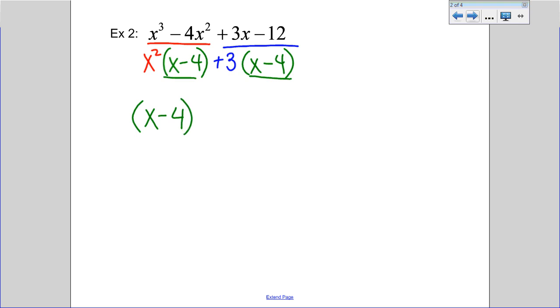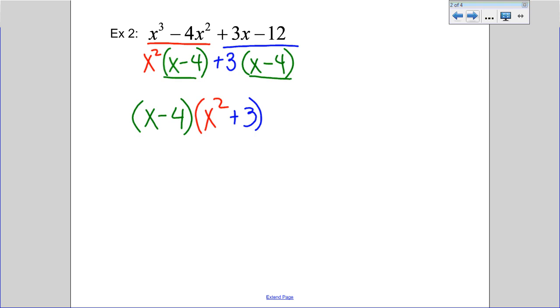So x minus 4 is factored out. I'm left with x squared, and I'm left with a positive 3. Now, ladies and gentlemen, this is an x squared. It could factor down more, but because it's a positive 3, it doesn't.